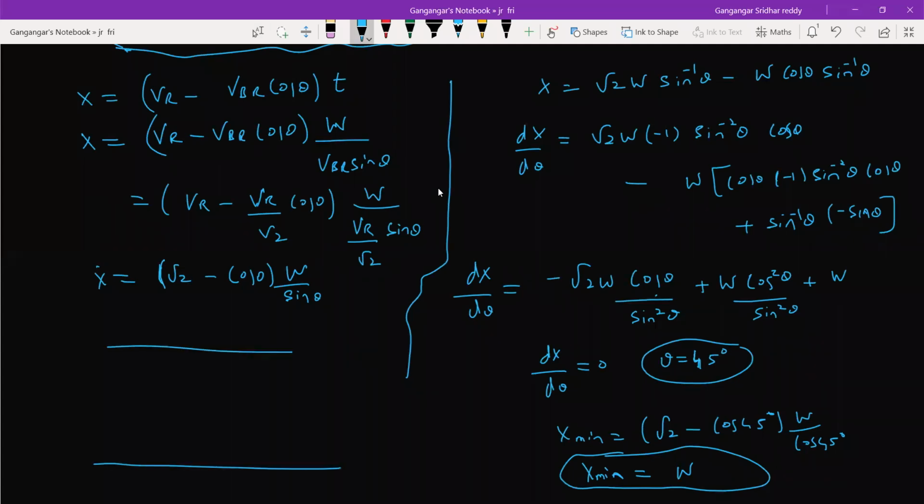I'll give a separate diagram. It'll be easy for you. So this is what VBR, no? And this is the river current. So this is that angle. So this is the value of VBR. So what is alpha? Alpha should be our answer, because anything I should measure with respect to river current. Theta is not with respect to river current. Alpha is with respect to river current.